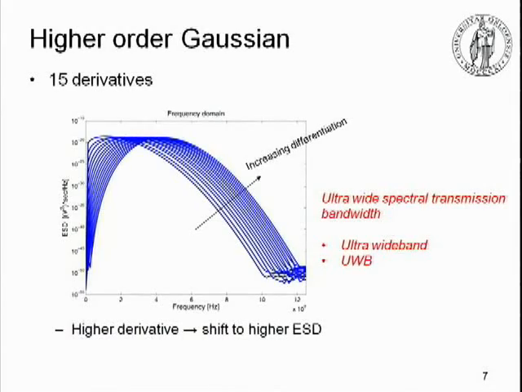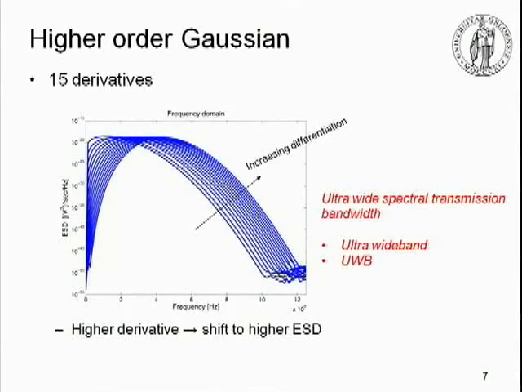So if we use a high order derivative, we can sort of take away the low frequency content of the pulse. So by playing with these two parameters, we can fit whatever bandwidth we want to transmit in. Okay, these are the fundamentals of Gaussian pulse shaping.